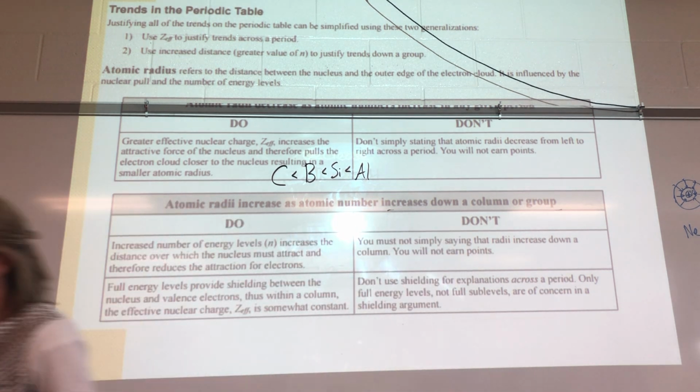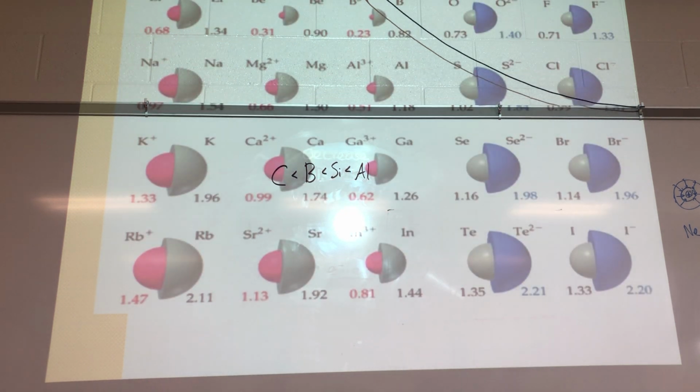Okay, next trend: when atoms become an ion. Let's write down two definitions really quick and then we'll talk about this. Can you see my hand if I write right here on the screen? Yeah, okay. So we have something known as a cation and anions.